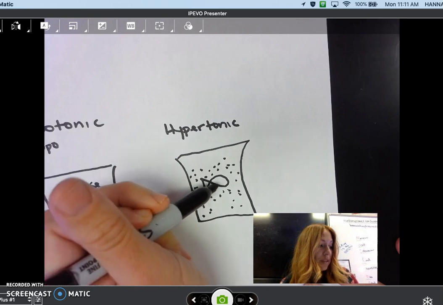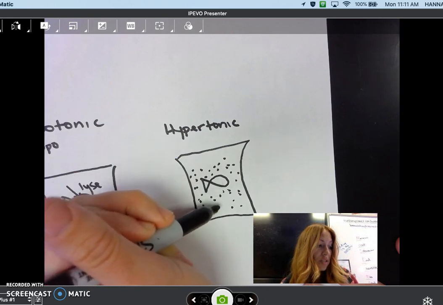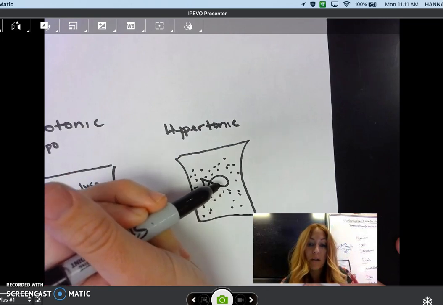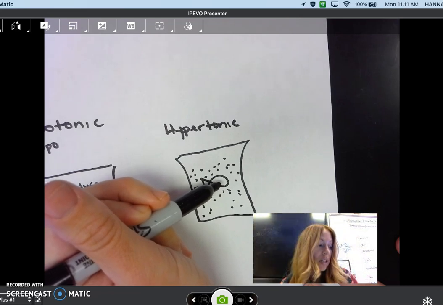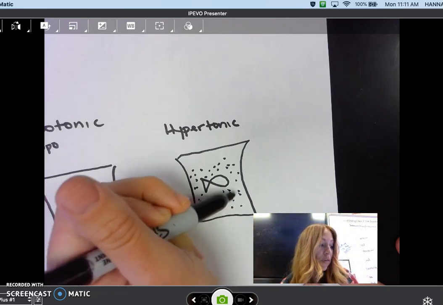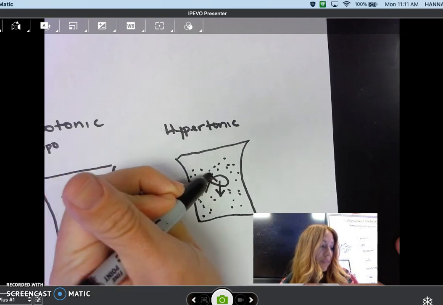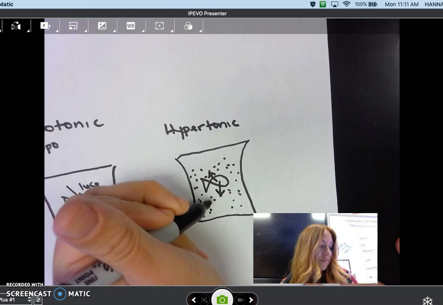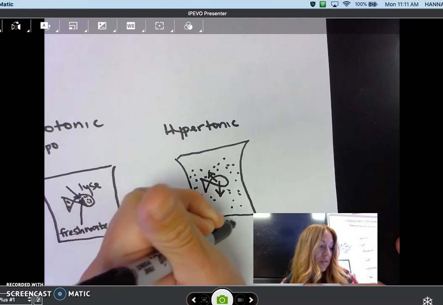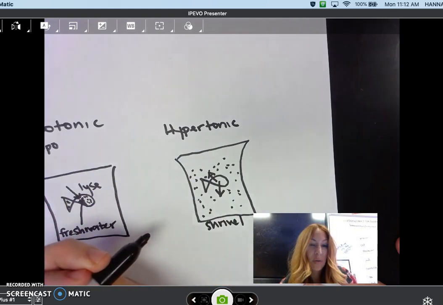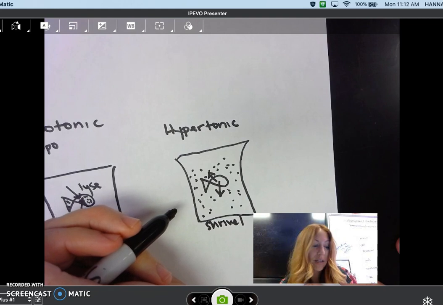So if I put this freshwater fish in a saltwater tank, because there's more water molecules inside of the fish's body than in the tank itself, water is going to actually leave the fish's body and it's going to shrivel. It's going to shrivel up, look kind of gross. Both of these don't turn out so well for the fish, right?